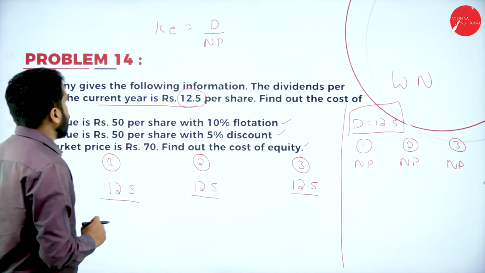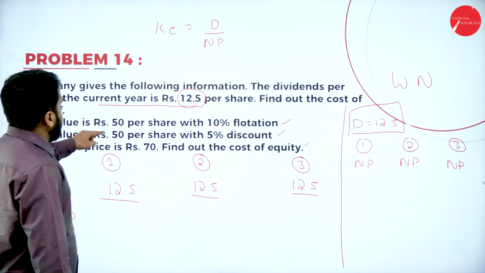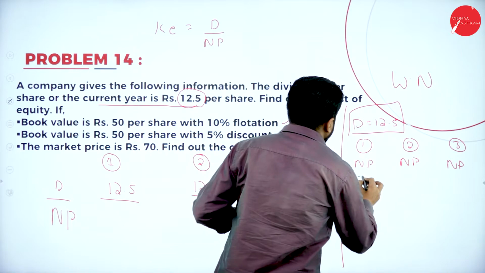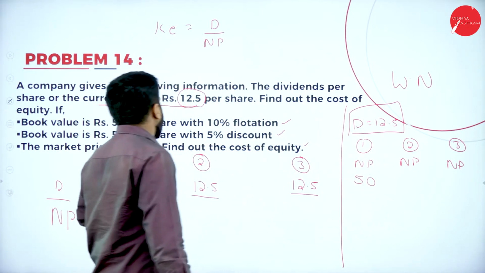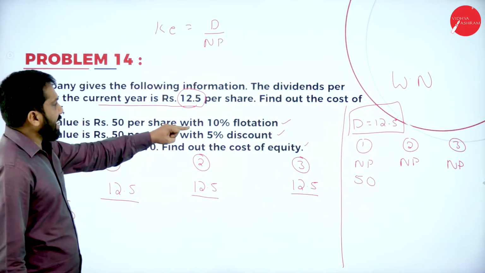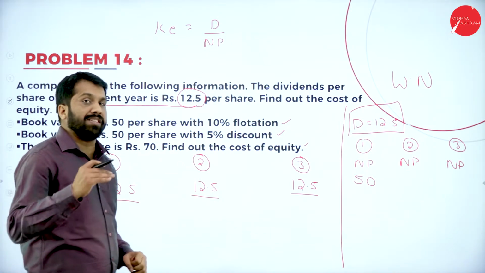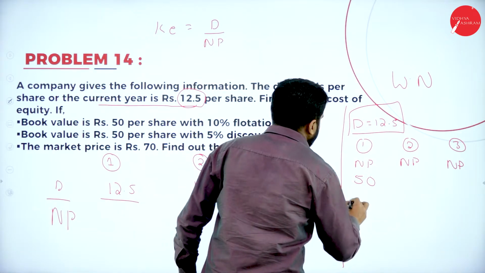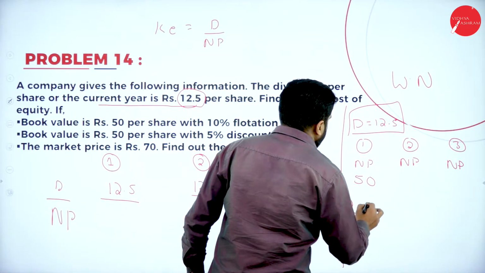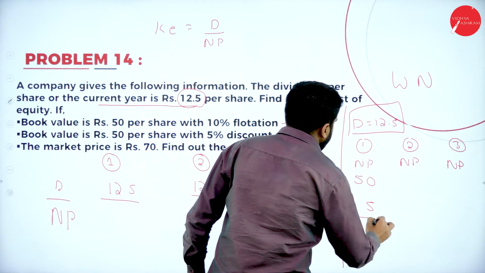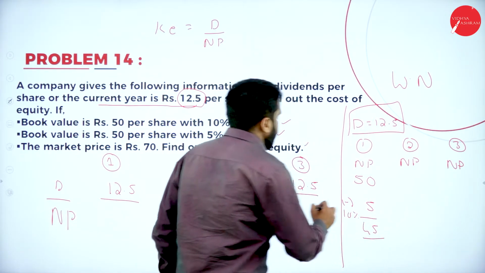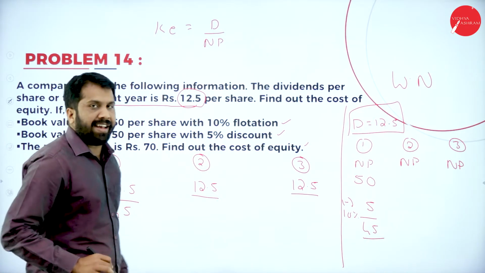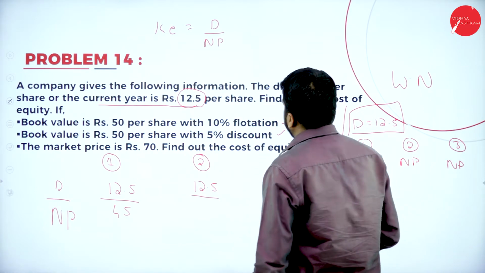I'll go for the first one. Book value is rupees 50 for first one. What is the book value? It is 50. Now, per share with 10% flotation. Flotation always add or minus? Minus. 10% means how much it is? 50 on that 10%, it will be 45. 45 rupees.